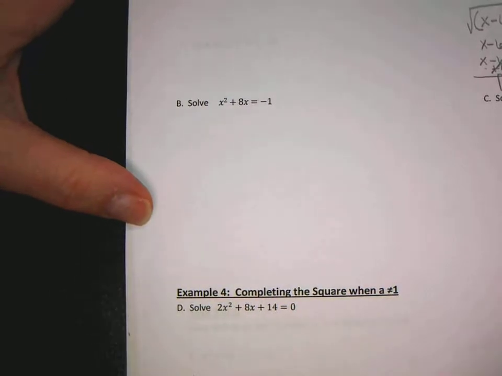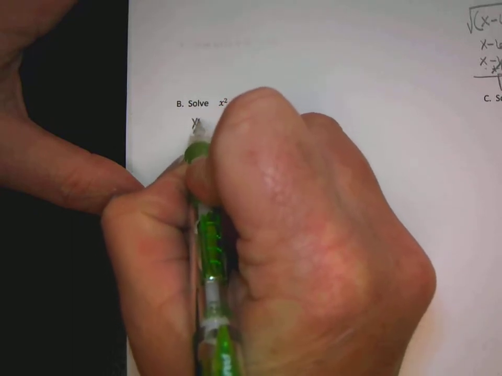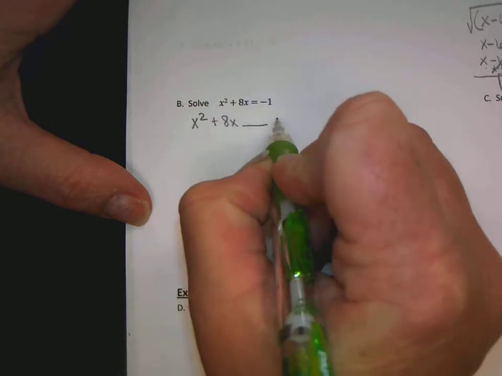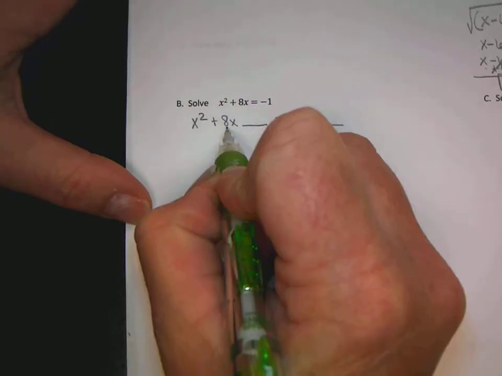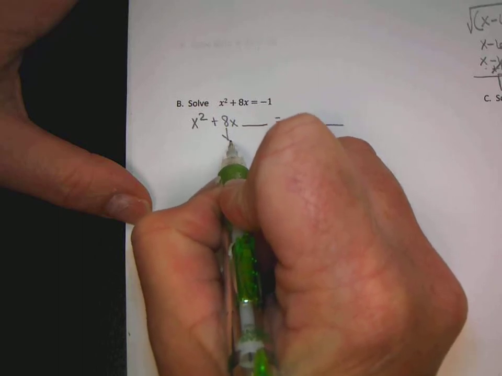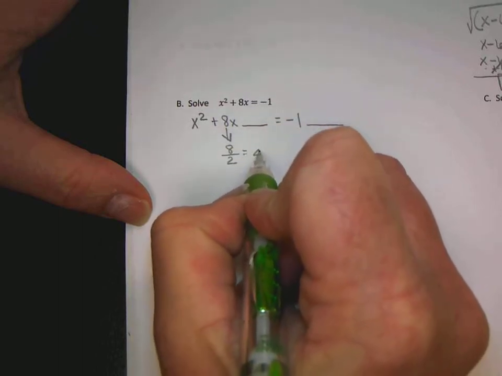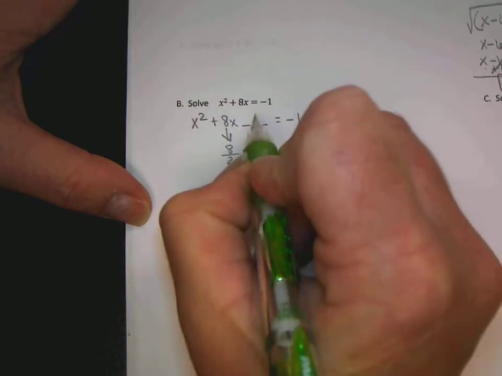Now, one thing you'll notice about b is the c term is already moved over to the right side of the equal sign. So when I would do this, I would actually just go ahead and write x squared plus 8x, and then I would put those little lines in there. That line is just my thing to remind me I have to write something there. So at this point, you're going to bring down your b. You're going to divide it by 2, which is going to give you 4. And then you're going to square it, which gives you 16.